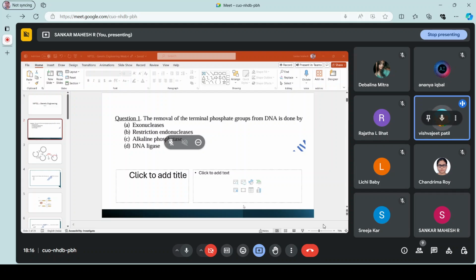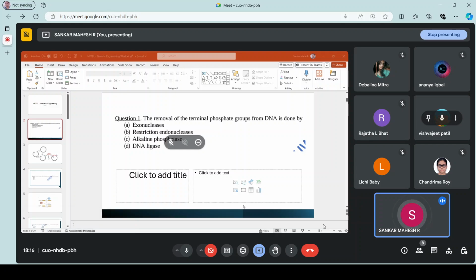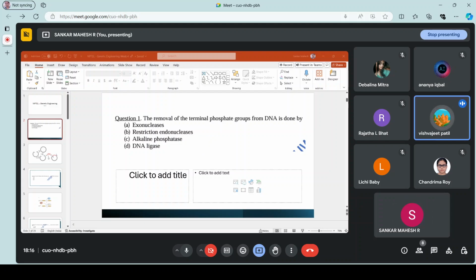So option B. Okay, what is that and what does it do? So it cuts DNA from inside. Okay, it cuts DNA from inside. What do you mean by that? Can you rephrase your answer? So it cuts DNA from between.